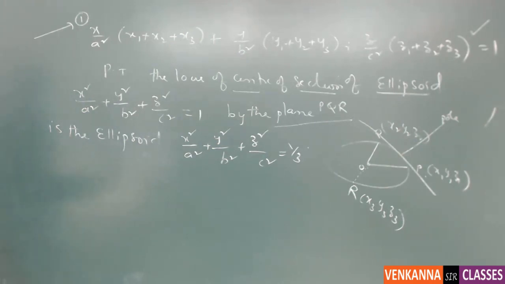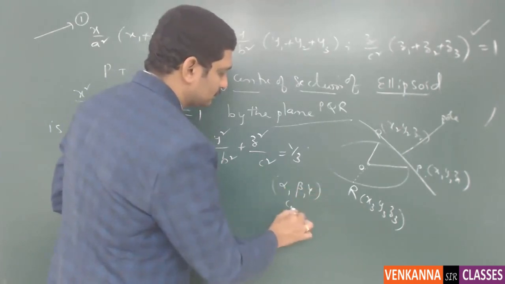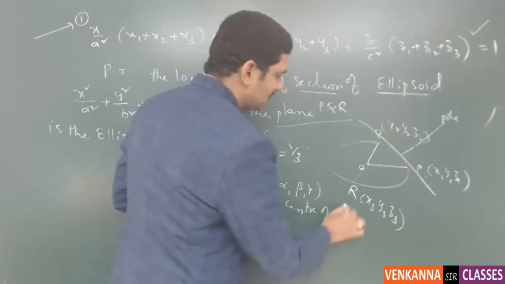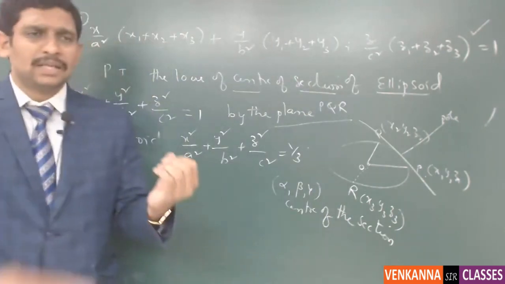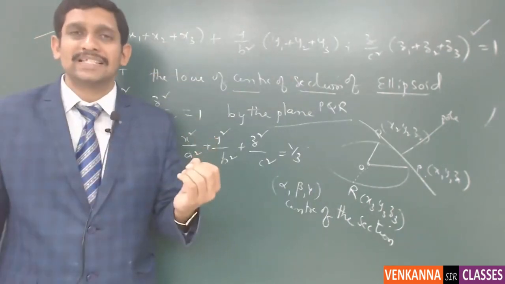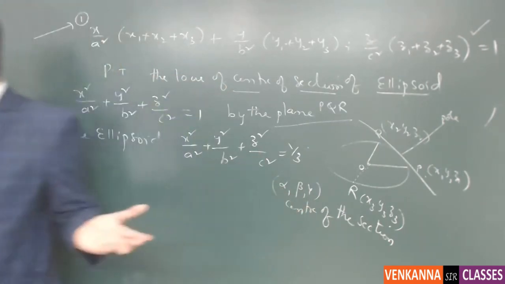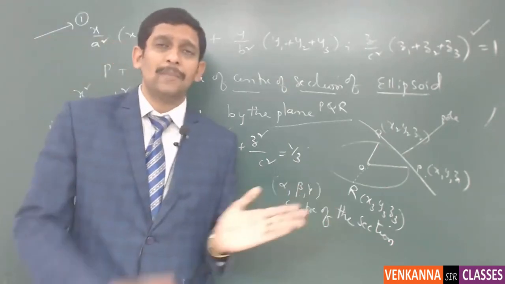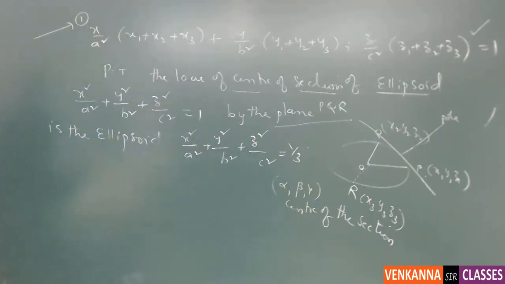Now, what happens? Let us take alpha, beta, gamma as the center of the section. As and when the plane intersects the ellipsoid, you will get a section. For that section, let us take this point alpha, beta, gamma. So in other words, the point alpha, beta, gamma lies on the given plane PQR. Accepted? And it is passing through the ellipsoid, yes or no?